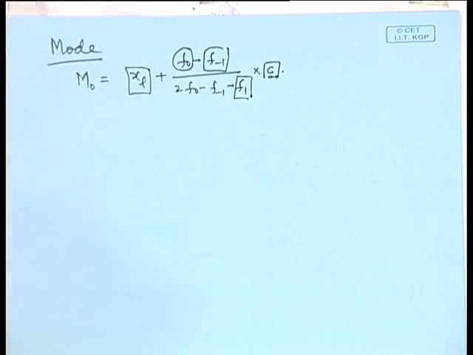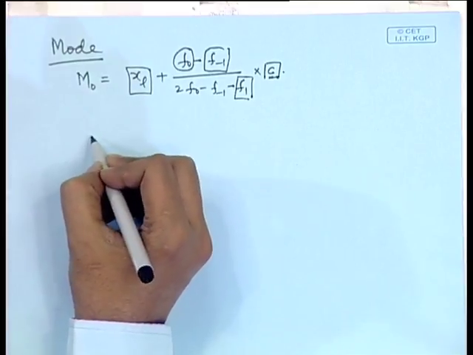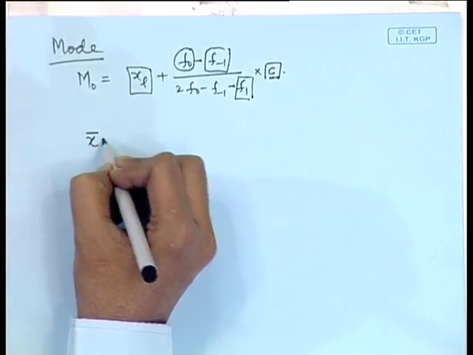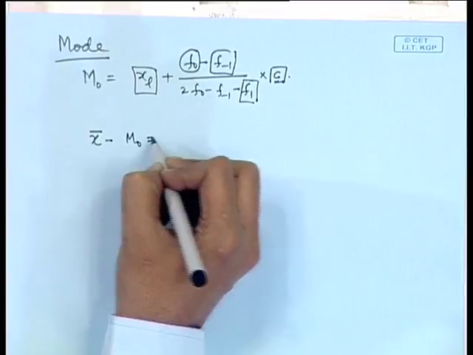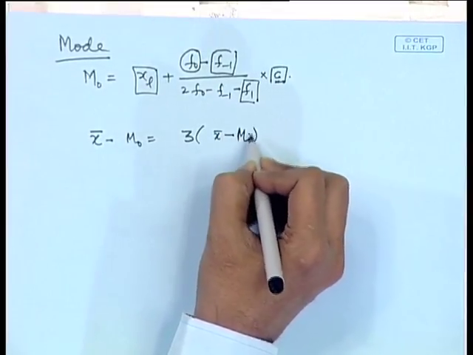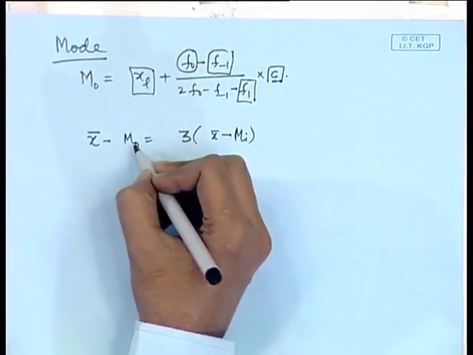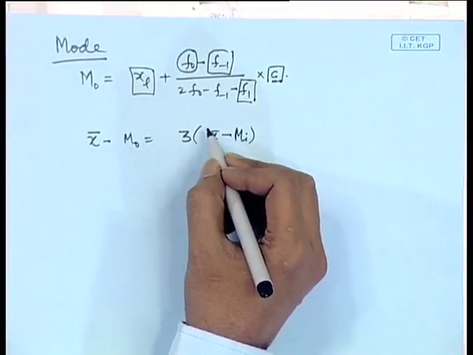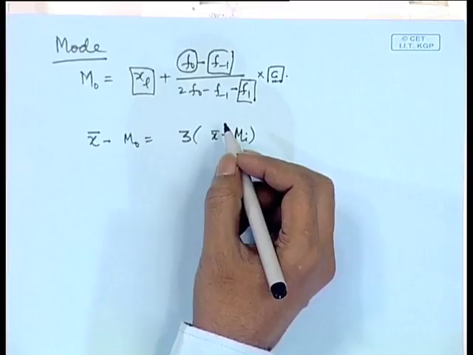There is some relation between mean, median and mode. Many times this is used, like x bar minus m naught is equal to 3 times (x bar minus m I), where m I denotes the median, m naught denotes the mode, x bar denotes the arithmetic mean. So, many times this formula is also used.